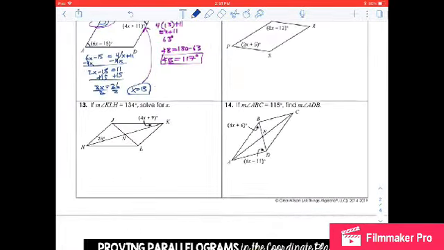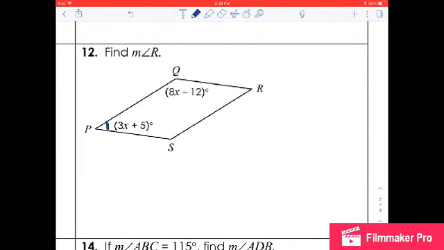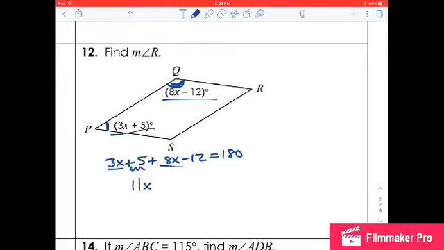Not that one, not that one. Let's do this one. Number 12. These two angles are not congruent. Remember, those are consecutive. So instead of setting these equal to each other, I'm actually going to add them together this time, equal to 180, because those are supplementary. So 3x plus 8x is 11x. 5 minus 12 is negative 7. And now we're ready to go. So add 7 to both sides. I get 11x equals 187.